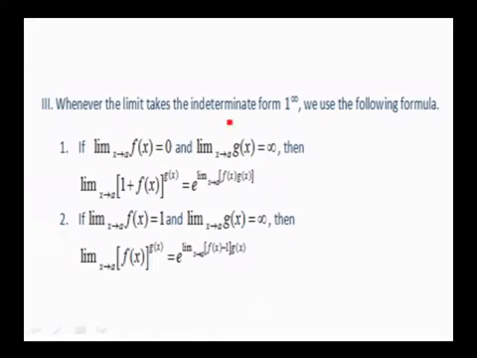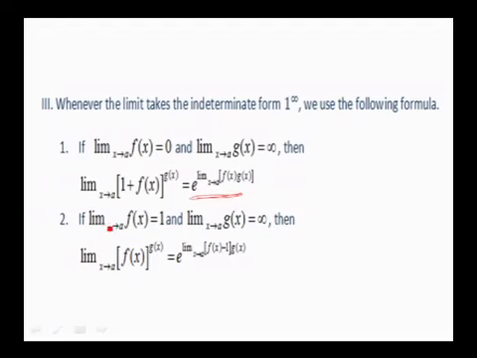Whenever the limit takes the indeterminate form 1 to the power of infinity, we use the following formula, particularly the second one, which is very important. If limit of f(x) as x tends to a is equal to 0 and limit of g(x) as x tends to a is infinity, then I can write limit of (1 + f(x)) to the power of g(x) as x tends to a as e to the power of limit of f(x) into g(x). So carefully observe this. I write it as e to the power of limit of this one.